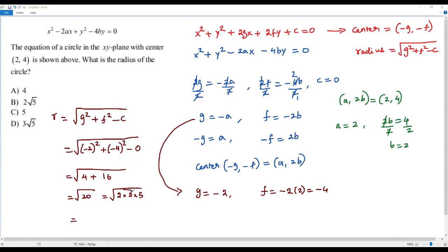For every two same numbers multiplied inside the square root, one number can be taken out of the square root. So for these two 2's, one 2 can be taken out. Then we have 5 inside the square root. Here I got the radius of the given circle, that is 2 times the square root of 5. We find this 2√5 in answer choice B. The correct answer choice for this question is B.